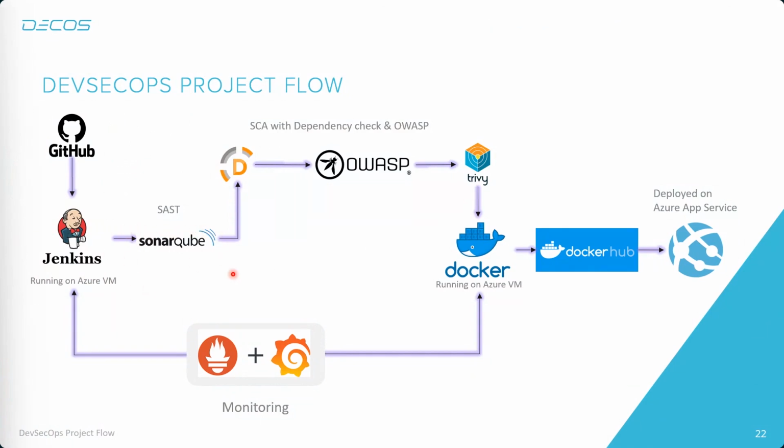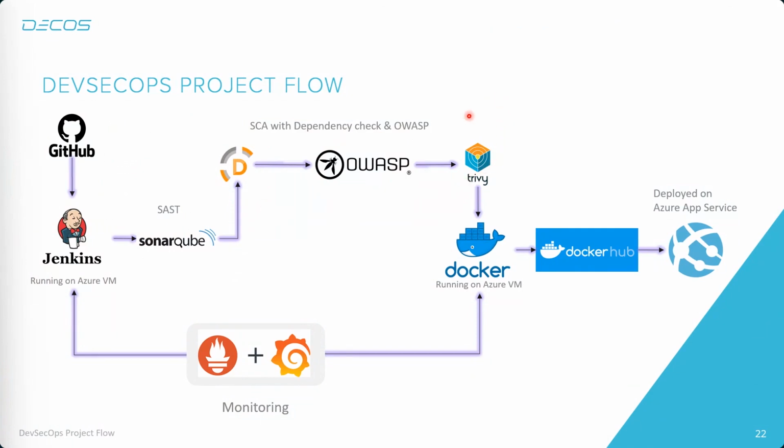SonarQube is a SAST tool to do continuous inspection of code quality, to perform automatic reviews with static analysis of code to detect bugs. Then we have Dependency Check. Dependency Check is an open source tool performing a best effort analysis of third party dependencies. And then we have OWASP. This is a SCA tool, software composition analysis tool.